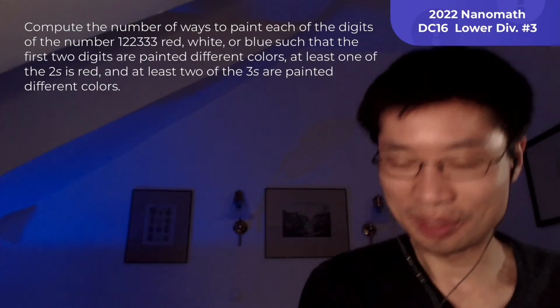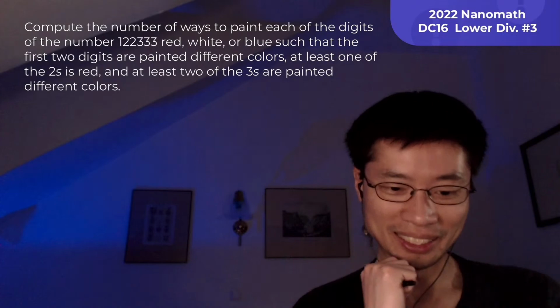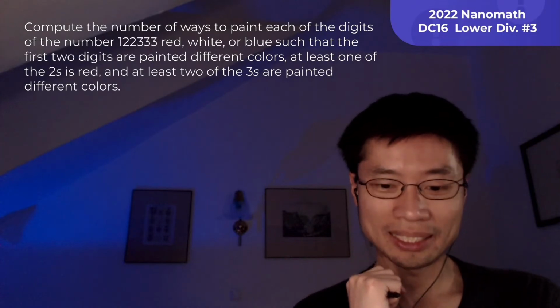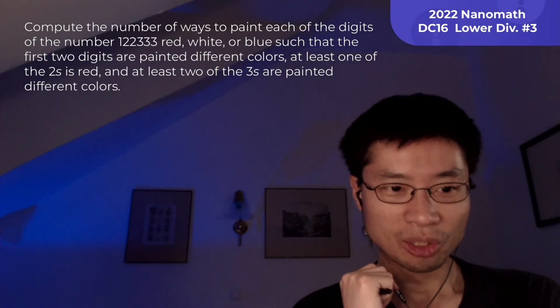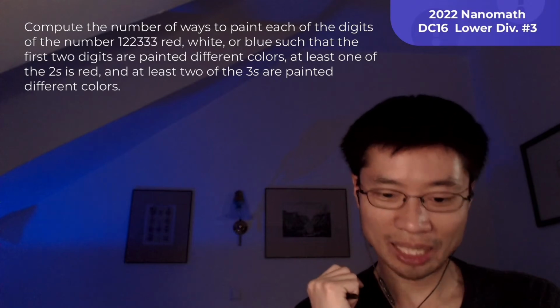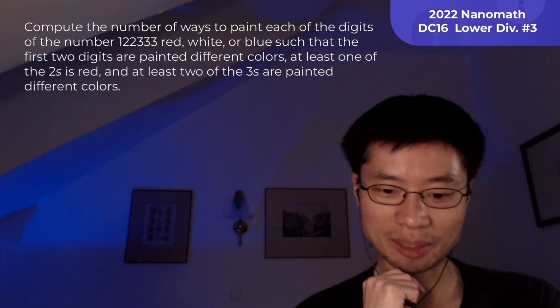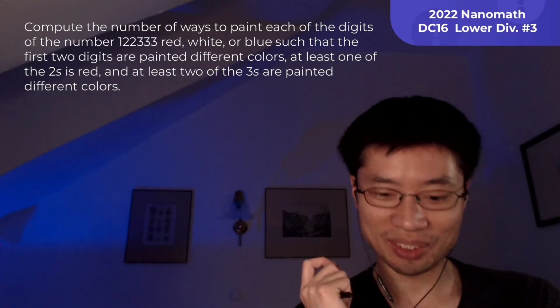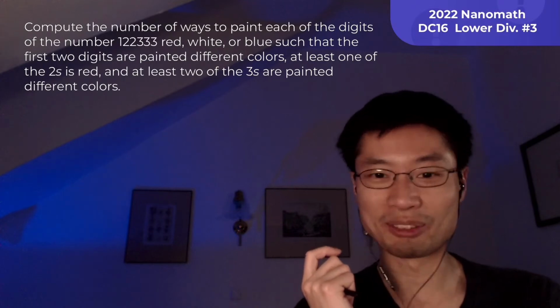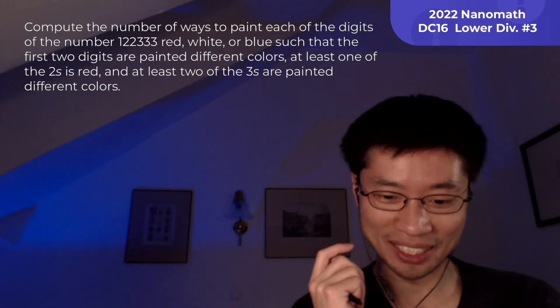DC16 lower div number 3. Interesting, I wonder what this means. Compute the number of ways to paint each of the digits of the number 1, 2, 2, 3, 3, 3 red, white, or blue, such that the first 2 digits are painted different colors, at least one of the 2's is red, and at least 2 of the 3's are painted different colors. This is a mouthful. It's going to take me a bit of time to figure this out.